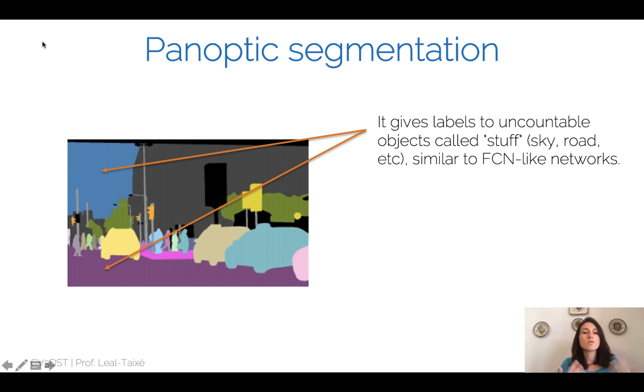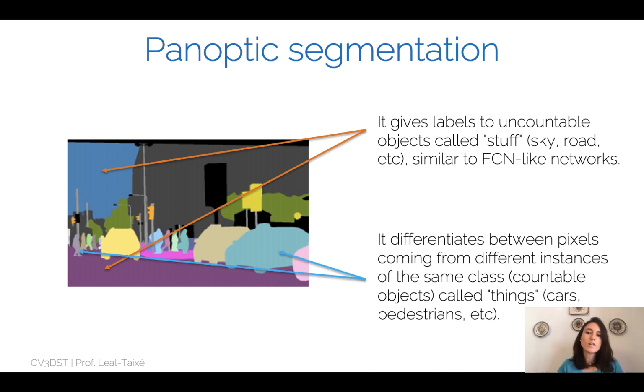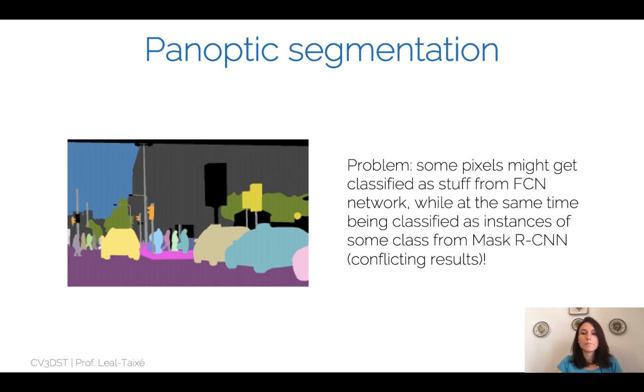And the labels are usually obtained with networks similar to the fully convolutional networks that we have seen for the semantic segmentation tasks. On the other hand, one also has to label all the objects which belong to the countable classes. These countable objects, which are called things in computer vision, like cars and pedestrians, we actually also have to differentiate between pixels coming from different instances of the same class. So differentiate between car 1, car 2, and car 3.